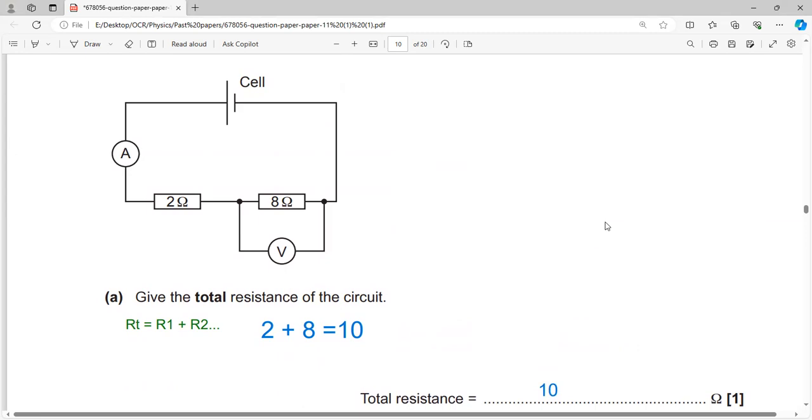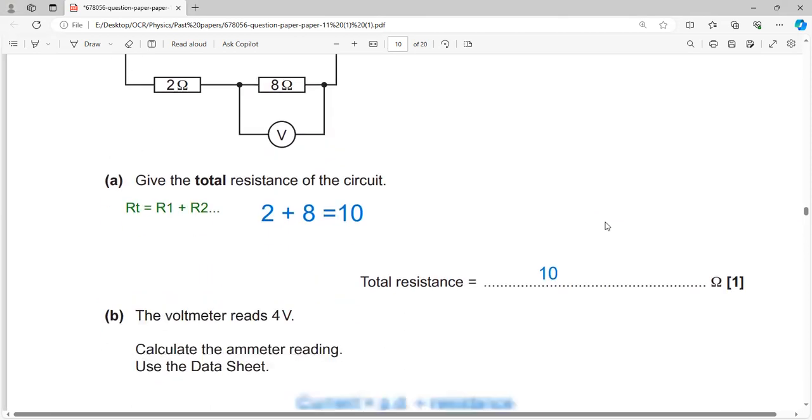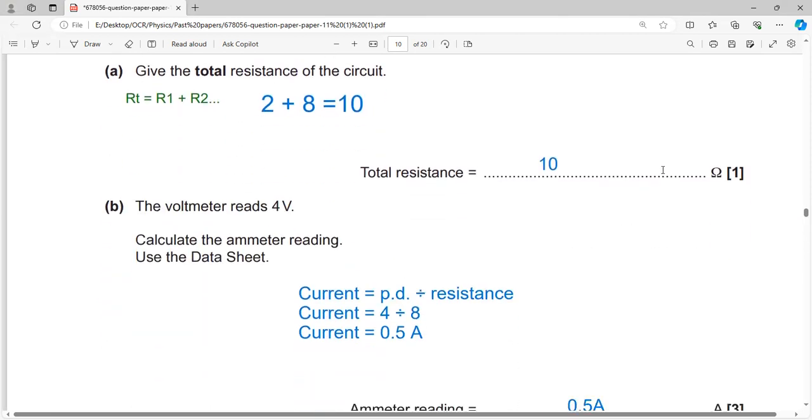If you want to measure the total resistance, and these resistances are in series in a circuit, we can use this formula: the total resistance is equal to R1 plus R2 plus so on. So you can see 2 ohm plus 8 ohm, we can directly add, and the total resistance will be 10 ohm. Now, the voltmeter reads the potential difference.